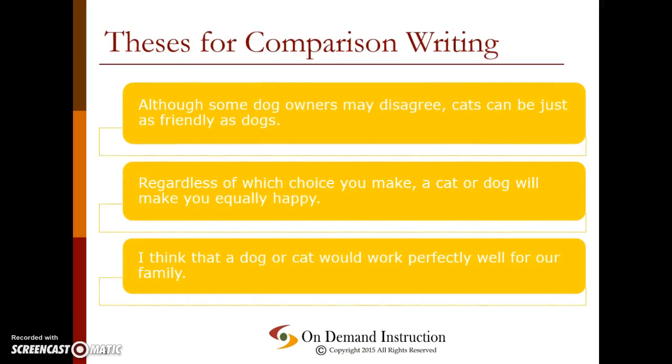Let's take a look here at some thesis statements. We've got some theses for you on comparison writing, so how things are similar. Let's take a look at these. First example, although some dog owners may disagree, cats can be just as friendly as dogs. Okay, great. So we've got two animals, both pretty friendly. Regardless of which choice you make, a cat or dog will make you equally happy. Okay, good. So positive end result there, and that you'll be happy whether you have a cat or have a dog. And then our simple example down here at the end, I think that a cat or a dog will work perfectly well for our family. Okay, good. So that works out pretty well.